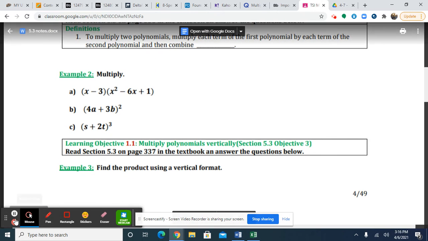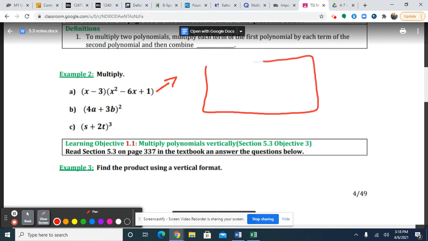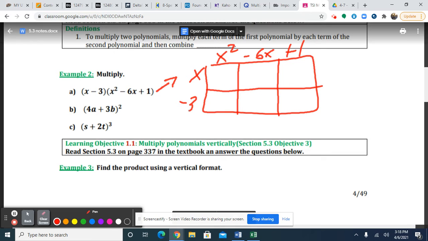So what we can do here, when we're multiplying these two things, there's a better way to organize it, what I would call the box method. What we're going to do is take each of these and multiply it out. So we have x minus 3 times x squared minus 6x plus 1.